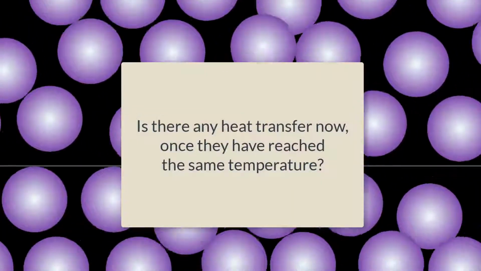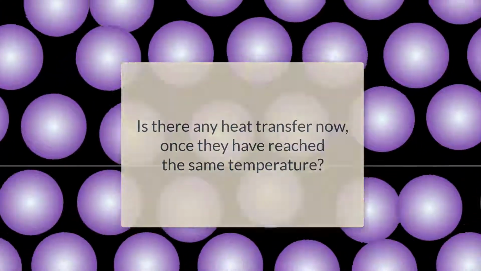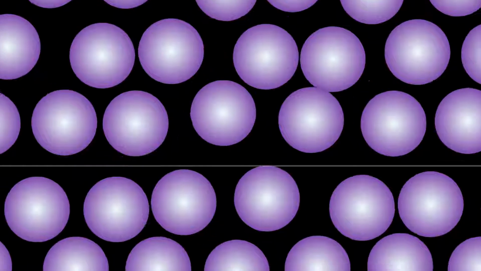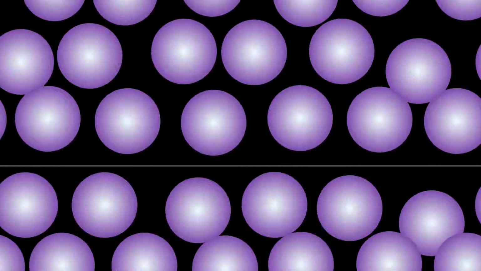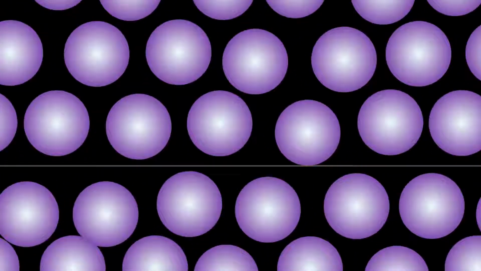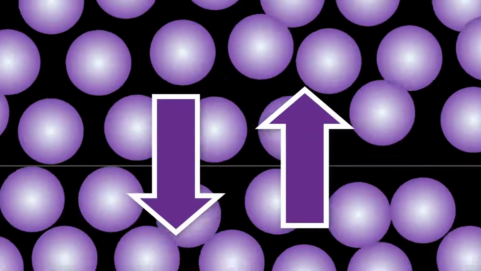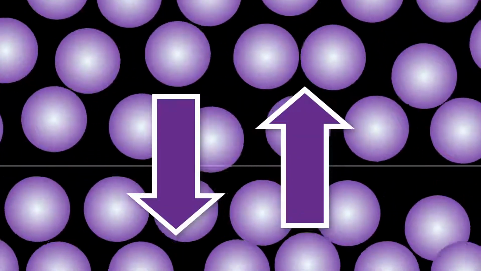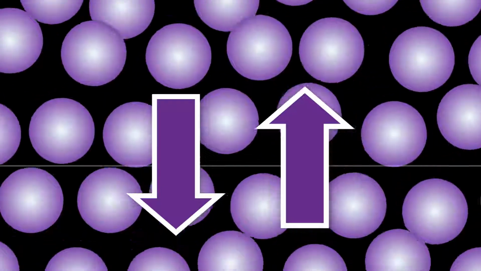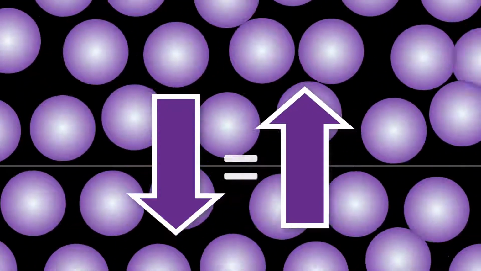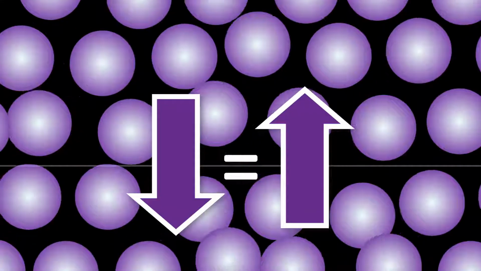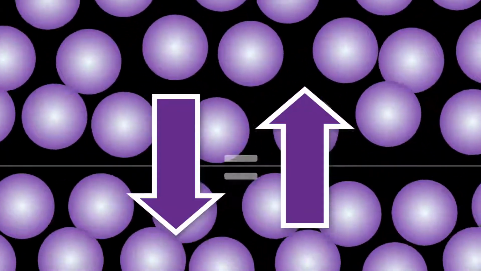Let's get back to a previous important question. Is there any heat transfer now once they have reached the same temperature? Think about it. The atoms are still constantly colliding and so are constantly transferring kinetic energy, but there is no net change in temperature. The two blocks have reached an equilibrium once they reach the same temperature. The amount of heat going from upper block to lower is equal to the amount of heat going from the lower block to the upper block. The rate of kinetic energy transfer between the blocks is now equal, which defines the equilibrium.